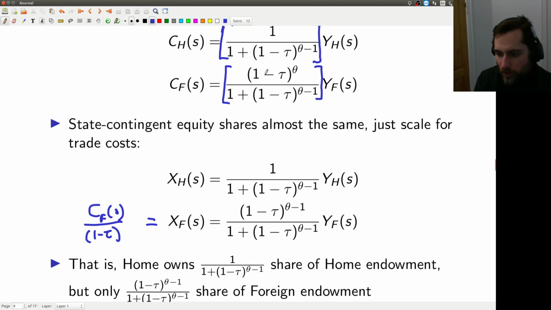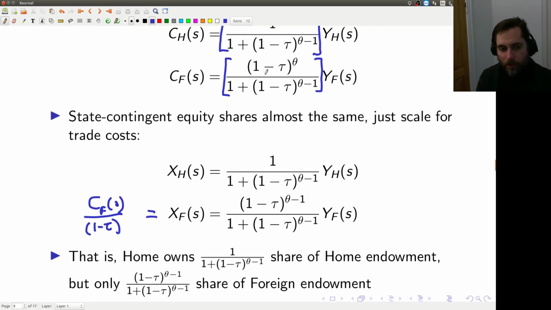So let's notice here, so far what we've talked about is what happens state by state. Remember, we're talking about these Arrow-Debreu securities where what happens depends on what the state is. But it just so happens that with the Arrow-Debreu securities, the optimal solution here is that no matter what the S is, no matter what the state is, home is always going to own this share of the home good. And no matter what happens, home is always going to own this share of the foreign good. So these shares are independent of the state. So in a sense, we can actually implement this.